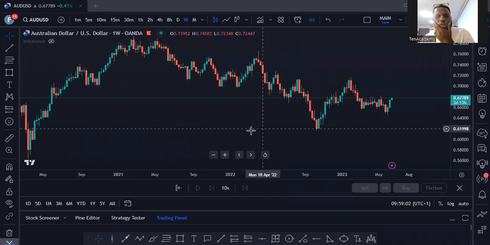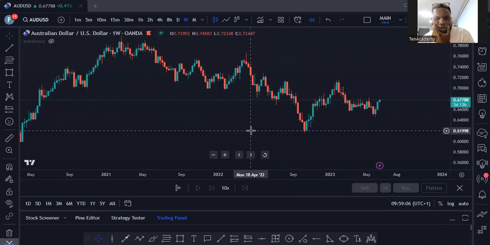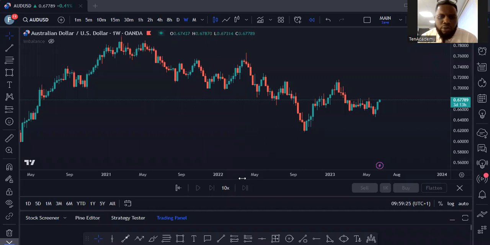Who can tell me what is going on AUD USD? On weekly, are we bearish or bullish? Let's learn together. Are we bearish or bullish on weekly time frame? Take a look at it properly. Take your time. Are we bearish or bullish? Okay, Zara said bullish. Okay, who else is going with Zara? Zara, pick one. Bullish or bearish?